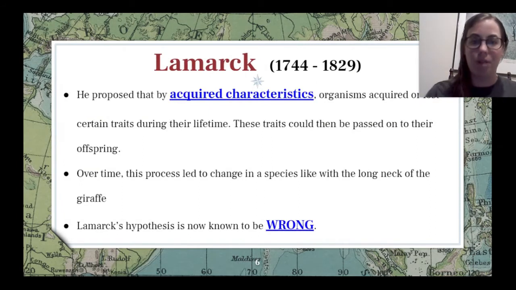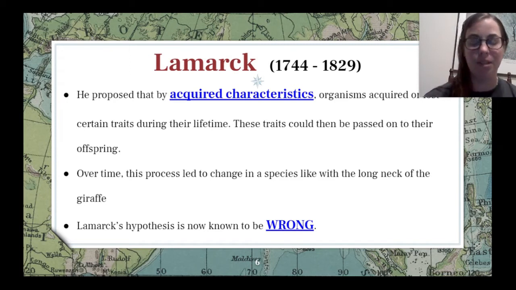And then we get Lamarck on the scene. Lamarck proposed that by acquired characteristics, organisms acquire certain traits during their lifetime. So I got my ears pierced. I painted my nails. These are acquired characteristics. I have gained these during my lifetime. Lamarck said that these traits could then be passed on to their offspring.